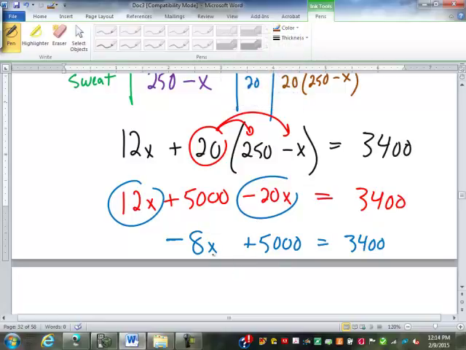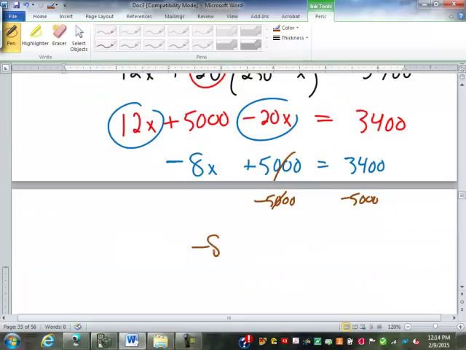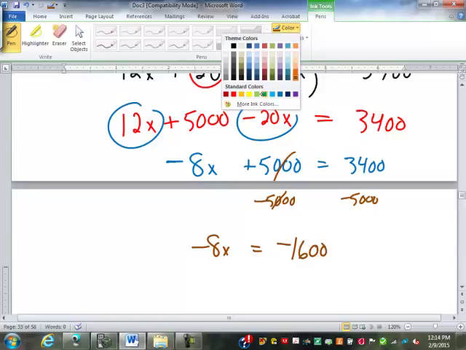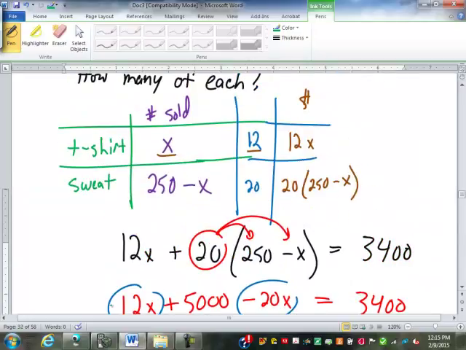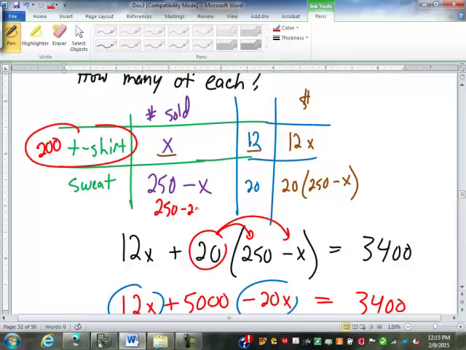And then, to get x by itself, we're going to subtract 5,000. Negative 8x equals a negative 1,600. And we will divide by negative 8. Negative 1,600 divided by negative 8 is a positive 200. So now we got to go back and figure out what x is. We labeled x as the number of t-shirts. So 200 t-shirts. Sweatshirts were 250 minus X, so 250 minus 200 is 50 sweatshirts.